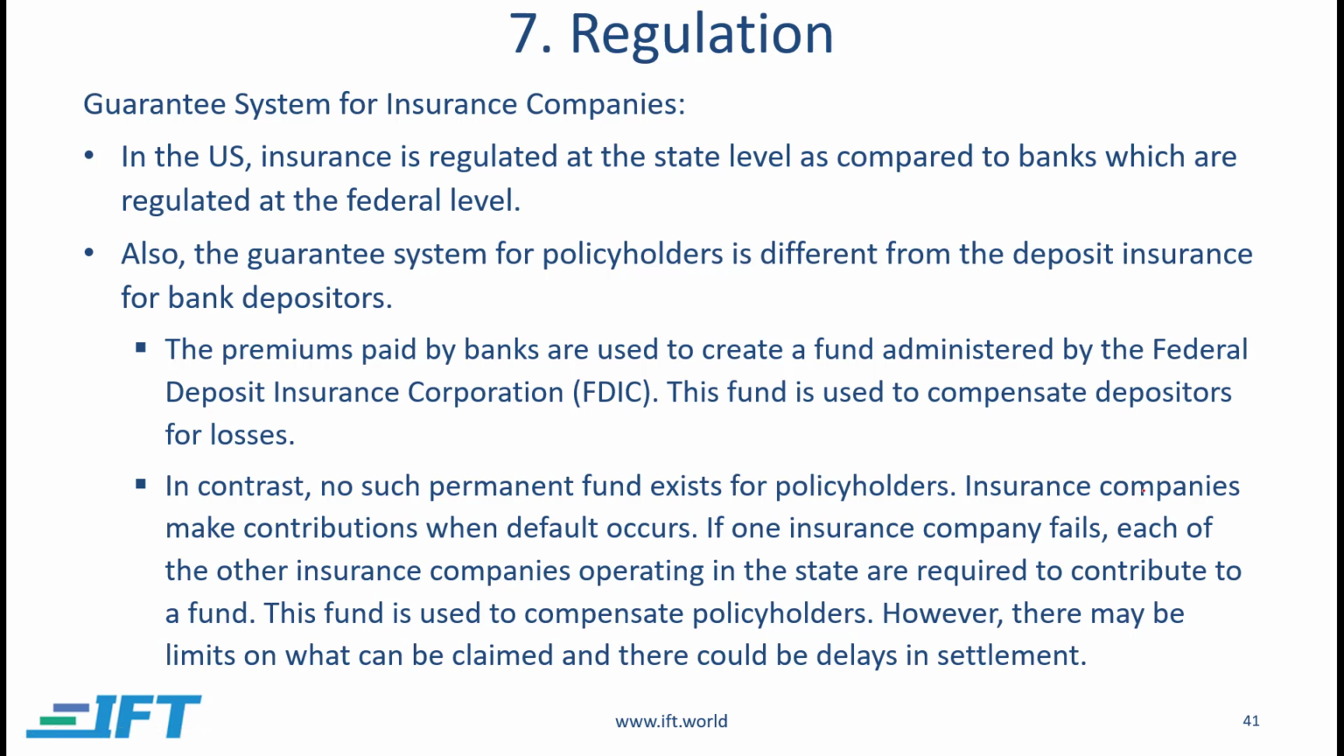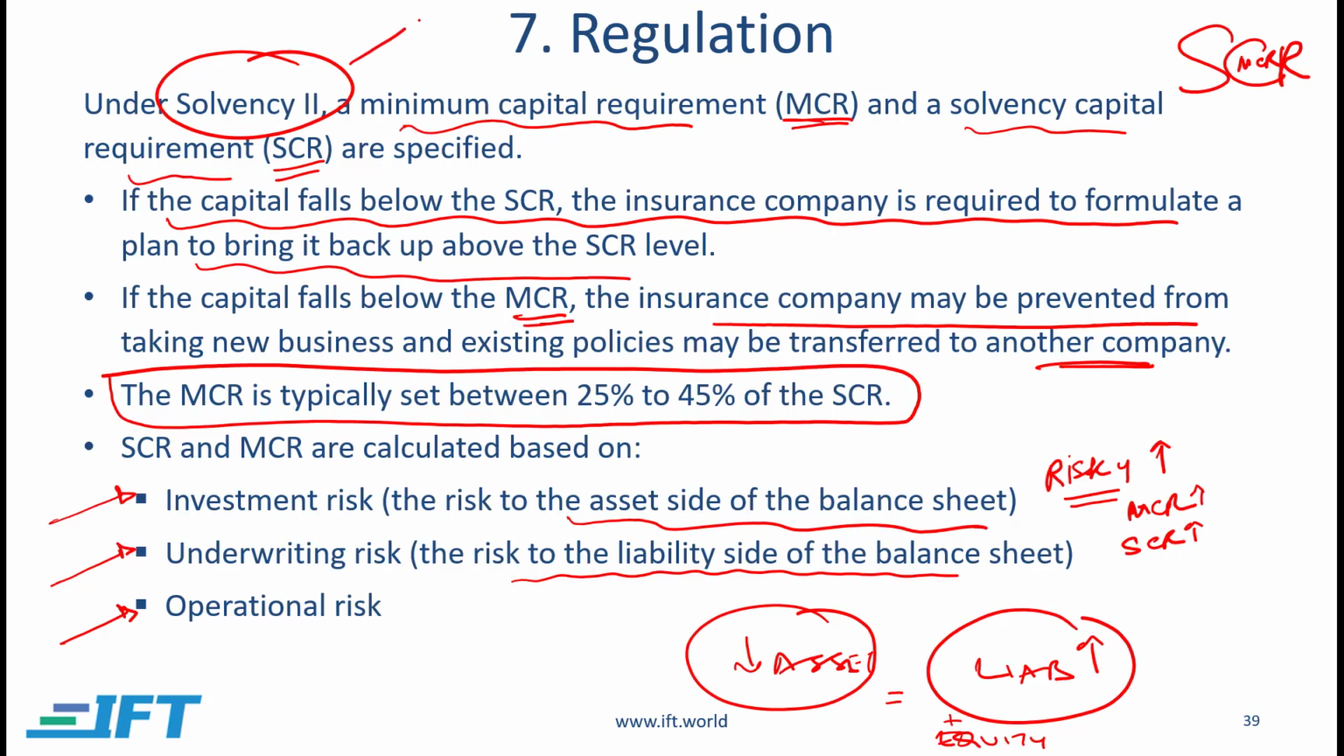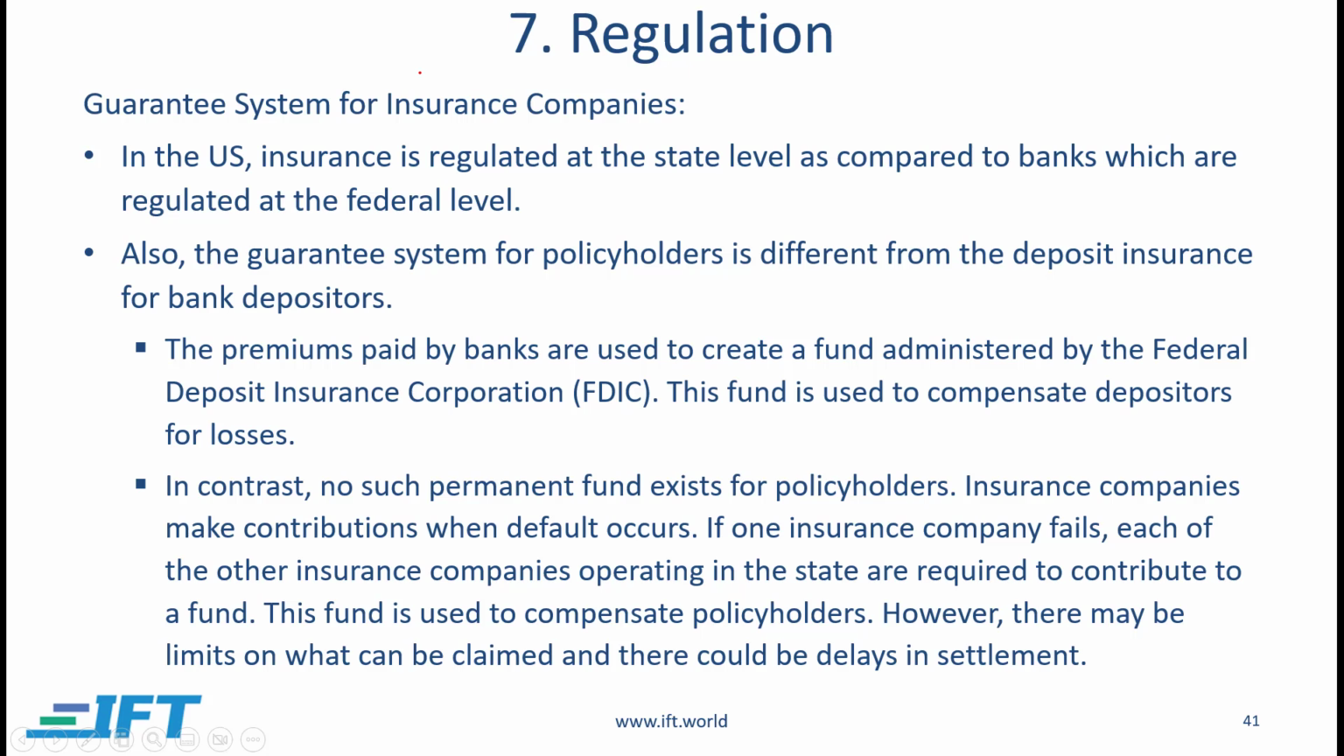So like we have in Europe, the Solvency II situation, right? So in the US, insurance is not regulated at a federal level, right? Like we saw in the case of banks, that banks are regulated at a federal level. Insurance in the U.S. is regulated at the state level, which means there's a different regulation for California, a different one for New York State, and so on and so forth. So how does this work, and what are the important points over here?